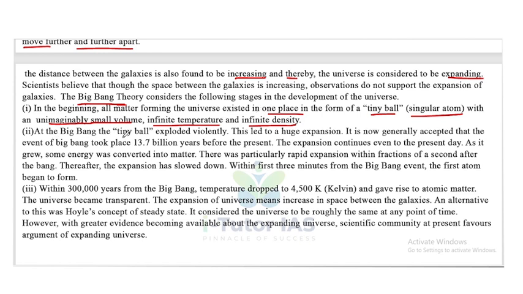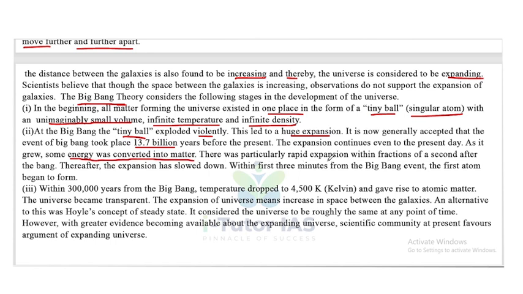At the Big Bang, the tiny ball exploded violently. This led to a huge expansion. It is now generally accepted that the event of the Big Bang took place 13.7 billion years before the present. The expansion continues even to the present day. As it grew, some energy was converted into matter.